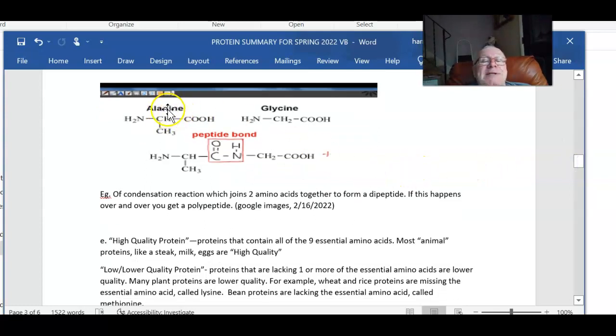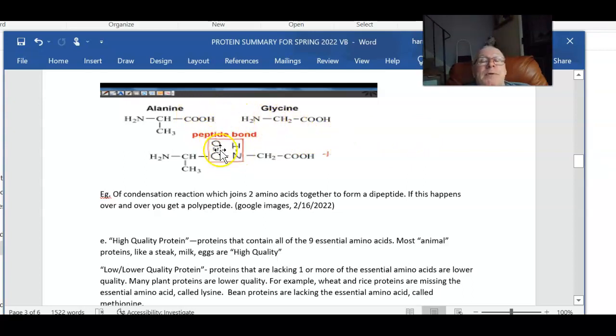This is just showing you a condensation reaction. We're condensing the amino acid alanine and the amino acid glycine into a dipeptide. We're taking two amino acids and sticking them together to form a dipeptide. Like all other condensation reactions we've studied, we can take an OH here and an H here to form a water molecule. And then we form a bond between the alanine and the glycine.